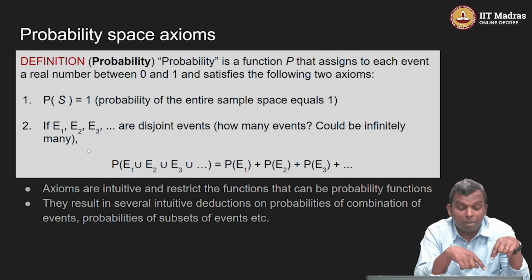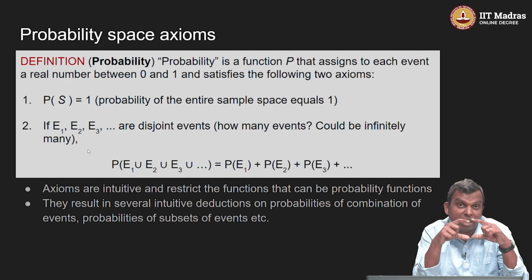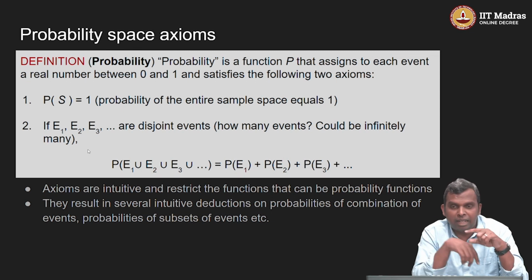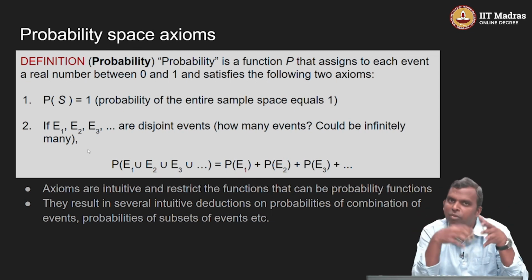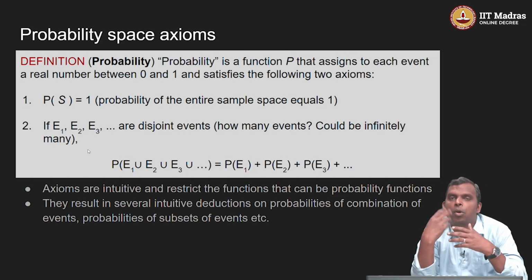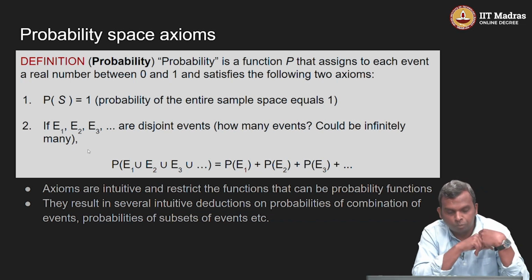Remember, when I say P of S, what do I mean? I'm seeing S as an event, right? The event of the entire sample space together is actually a subset of the sample space. That subset should have a probability of 1. That's the first condition. What does the second condition tell you?